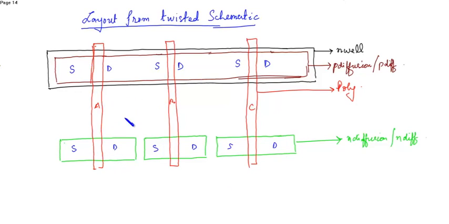Then the source of the first PMOS is connected to VDD. It is connected to VDD. Then the source of these three are connected to ground.